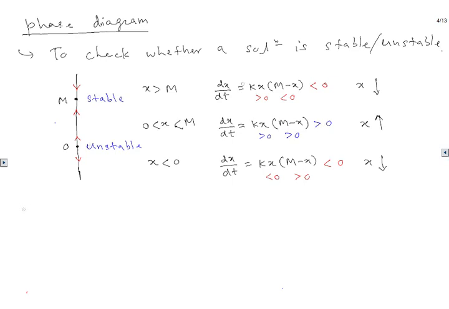So these are the cases that we have. If the two sides are going to converge, both sides, we call it stable. If both sides are going to go away from it, we call it unstable.